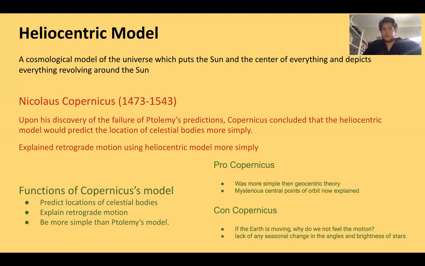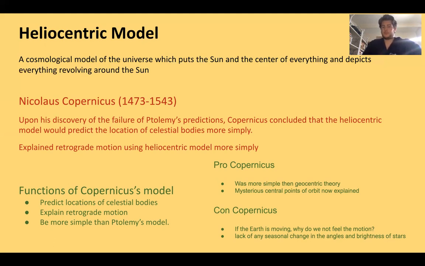He had many people that disagreed with him. Some of the points that they made against his model were that if Earth was moving, why didn't they feel the motion? This was before they found out about gravity. So they didn't feel the motion. If the Earth was moving, then the air on the Earth would be blowing them off their feet.